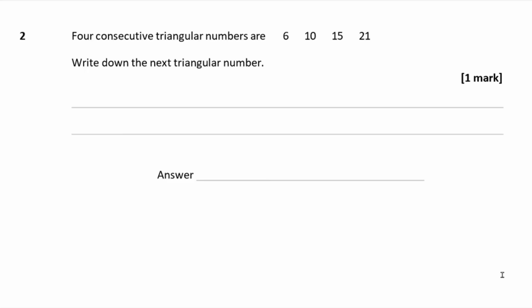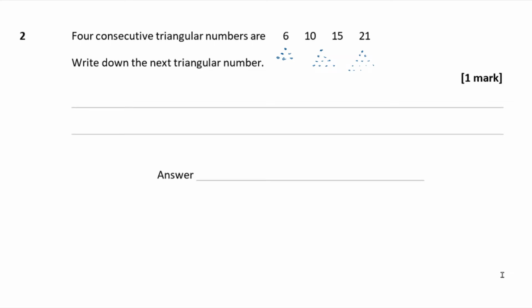Question 2. 4 consecutive triangular numbers are 6, 10, 15 and 21. Write down the next triangle number. Okay, so triangle numbers are numbers where if you take that number of things, you can arrange them in a triangle. So 6 looks like that. 10, if you've ever been 10-pin bowling, you'll be familiar with. 15, if you ever played pool, you'll be familiar with.